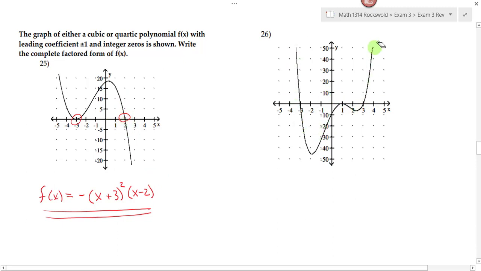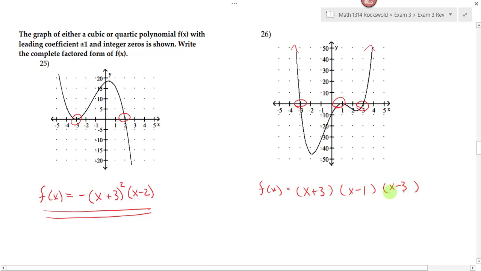On 26, would this be a third degree or a fourth degree polynomial? Because the instructions are the same for 26 as they were for 25. Fourth degree, and is my leading coefficient going to be a positive or a negative? Positive, because my endpoints are going up. So then I look at my x-intercepts and I write those as factors. I'm going to have a total of 3 factors here because I have a total of 3 x-intercepts. My first factor here is going to be x plus 3. The next one's going to be x minus 1 from this one, and then x minus 3.